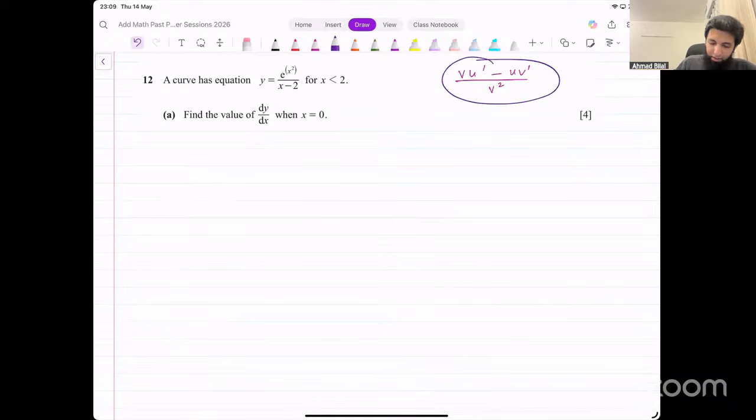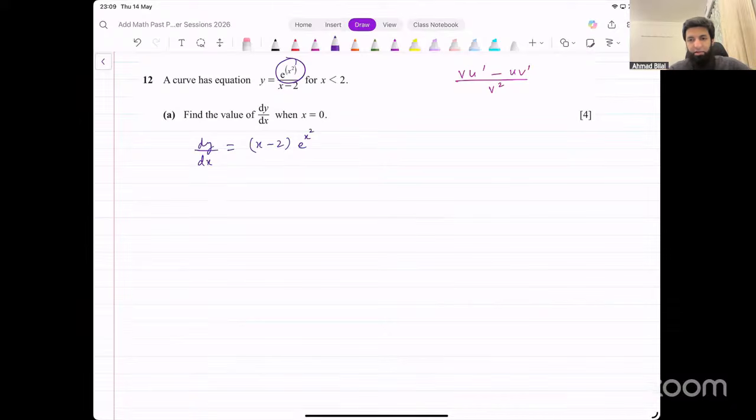This is the quotient rule, right? Let's apply that. dy over dx: v as it is, that means the denominator as it is, into derivative of e power x squared. What's the derivative of e power x squared? e power anything remains e power that thing, right? e power x squared as it is, multiplied by the derivative of x squared, which is 2x. Minus uv dash, that means u as it is, e raised to power x squared as it is, into v dash, derivative of x minus 2, that is 1.